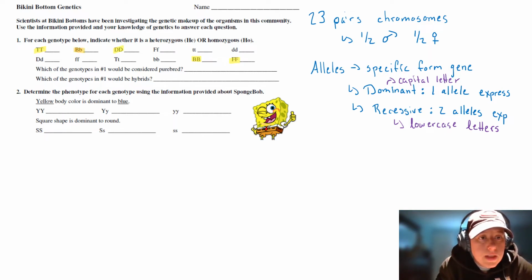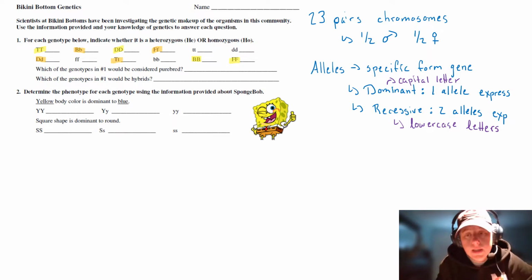What I'm highlighting now in orange would be our heterozygous. So capital B, capital F, capital D, little d, capital T, and little t. These are heterozygous because I have one dominant trait, the one capital letter, and one recessive trait, which is the little letter.